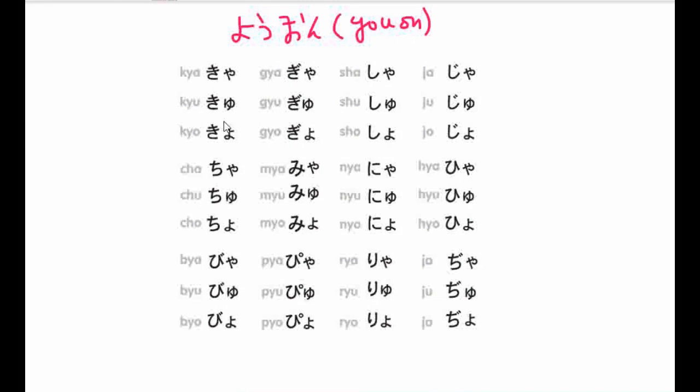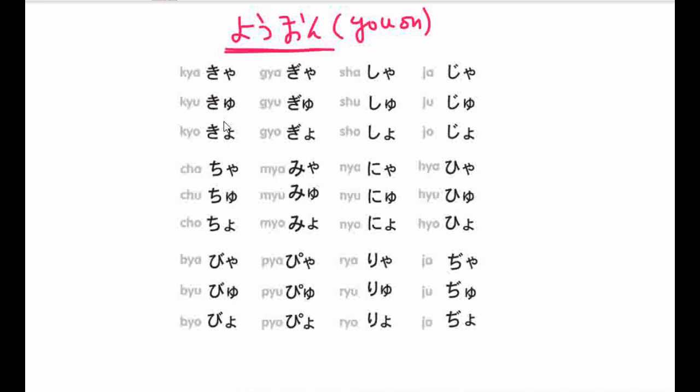Hi, welcome to Ease with Japanese, and in today's video we will learn about some additional Japanese letters of hiragana and katakana, and these are called yoon. Now what are these? As I told you, they are additional Japanese hiragana and katakana letters. Now how are these formed? Let's see.